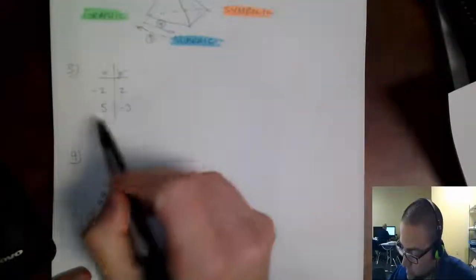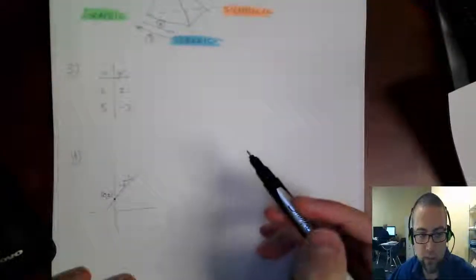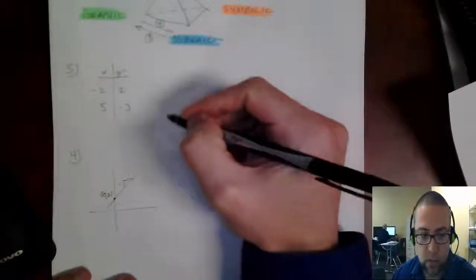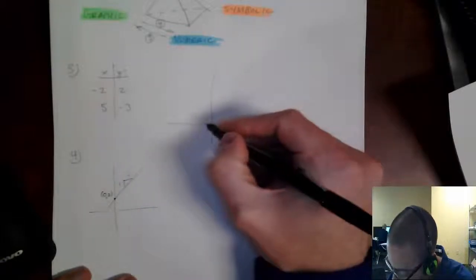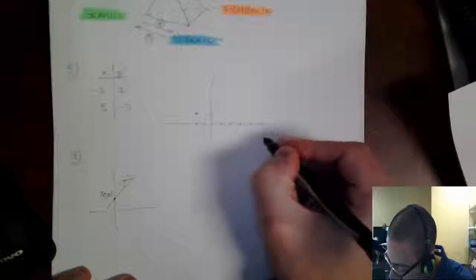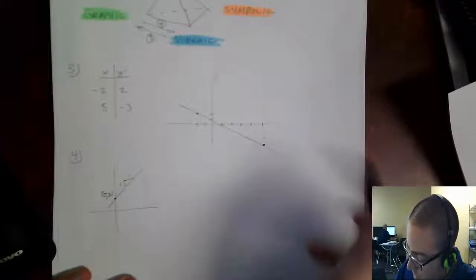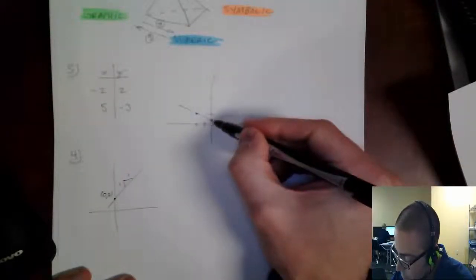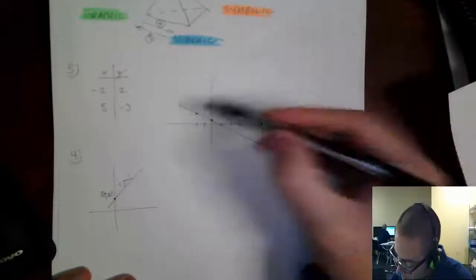Alright, so next we're going between numeric and graphic. So we're given a numeric representation of the function and we want to switch to a graphic. So in this case we start at negative 2, 2, and the next point is at 5, 1, 2, 3, 4, 5, negative 3. Okay, so we have a line that looks like that. So that might be enough of a graph, but a lot of times we want to find out where is the y-intercept, so let's go ahead and figure that out.